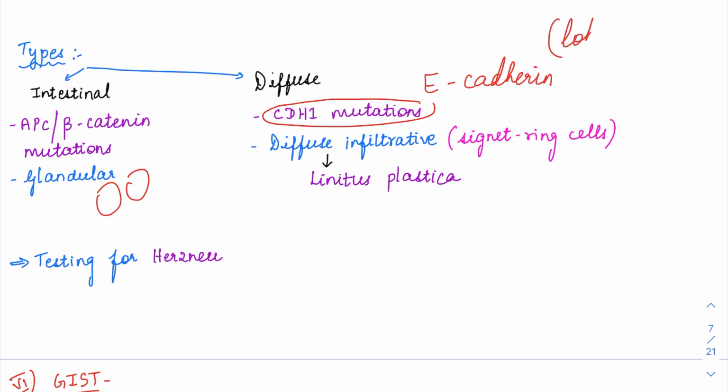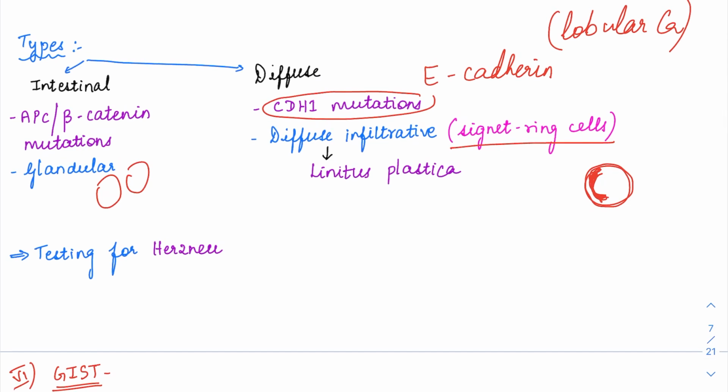E-cadherin mutations, where else did we read? Yes, in breast lobular carcinoma, right? There again, E-cadherin is a cell adhesion molecule. So once the cell adhesion molecule is lost, the cells will become discohesive. So single cell infiltration will be there, and classically their morphology will be that of a signet ring cell. Signet ring cells will have intracytoplasmic mucin, which is going to push the nucleus to the periphery, and this is going to appear like a signet ring.